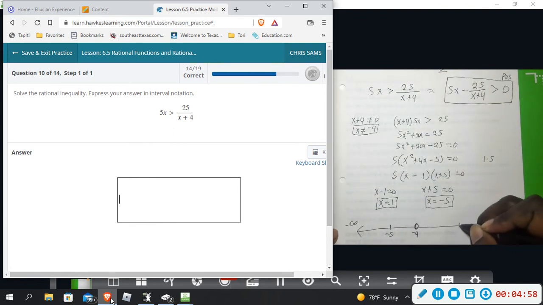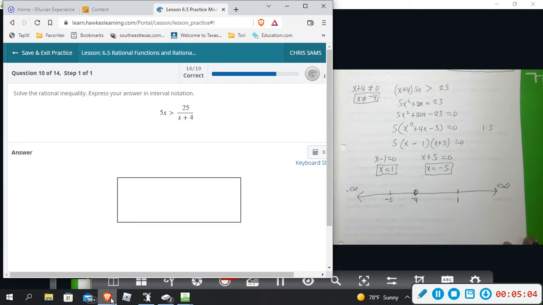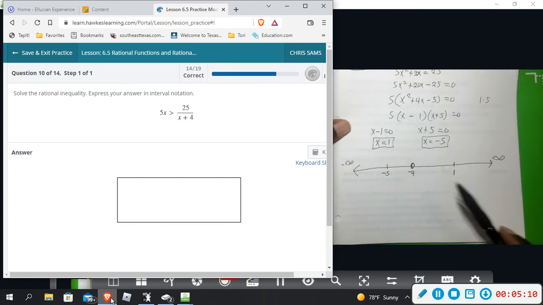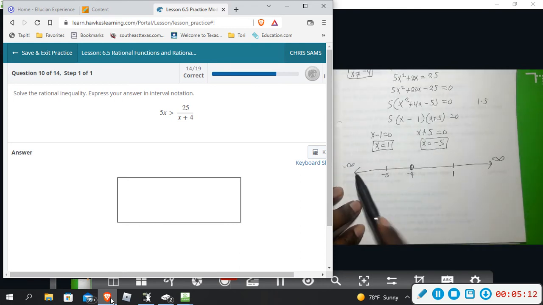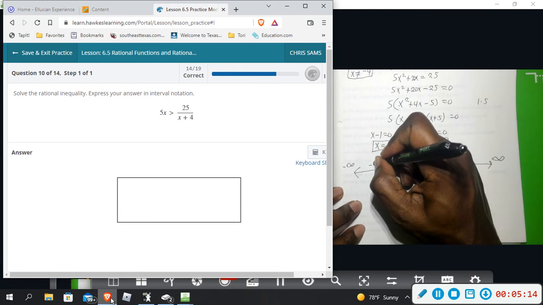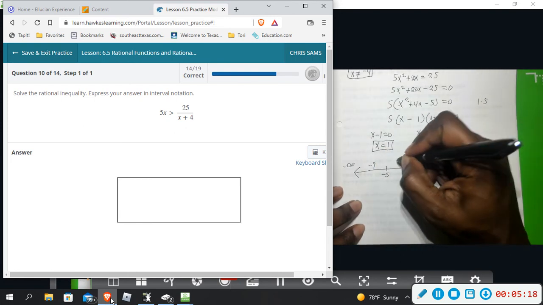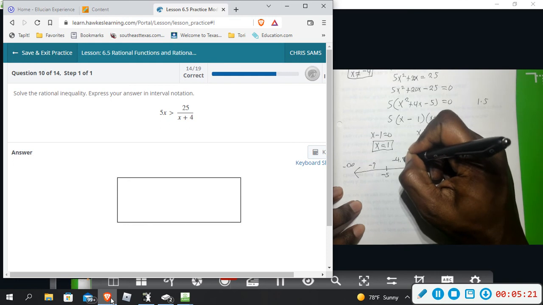And I'm going to pick numbers between these values, and I'm going to test them and see if I get a positive. Again, I'm looking for a positive. I want it to be greater than 0. So on the left, I can pick any number. Let's just say negative 7. In between negative 4 and negative 5, let's just say negative 4.5.